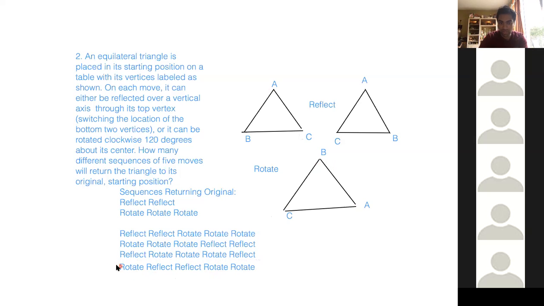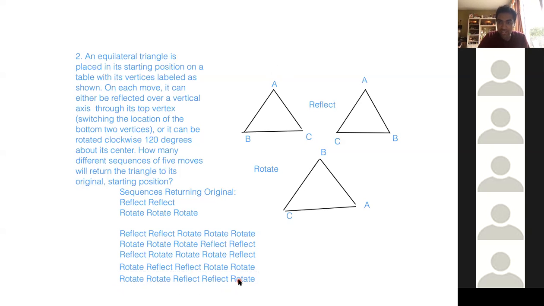Now, is there potentially one more like this? Yep, good. So rotate, rotate, reflect, reflect, rotate. Good. So this is again the same idea. We do 2 rotations, then the 2 reflections basically cancel, and then the 3rd rotate. So it's just equivalent to 3 rotations.